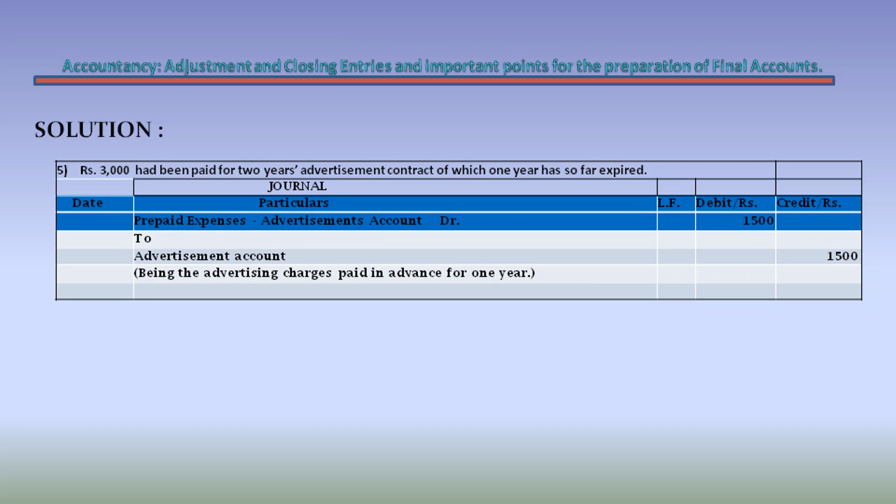Rupees 3000 had been paid for a 2 years advertisement contract, of which 1 year so far has been expired. That means for this year actual expense comes to 1500 only. Balance 1500 goes into prepaid expenses account. So we need to pass the following journal entry. Prepaid expenses advertisement account debtor 1500 to advertisement account 1500, being the advertising charges paid in advance for 1 year.